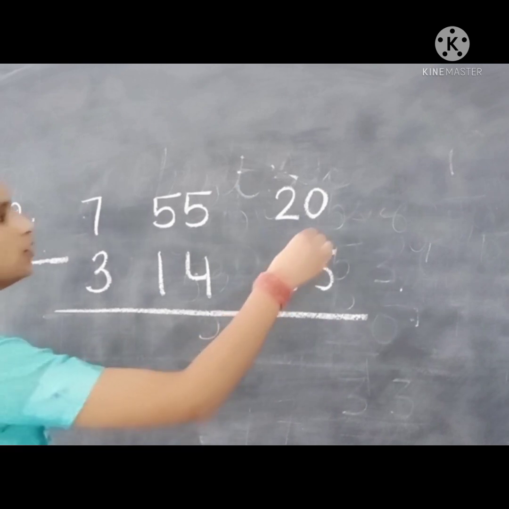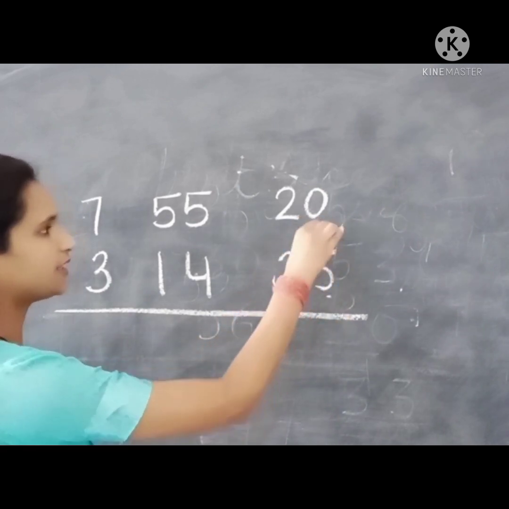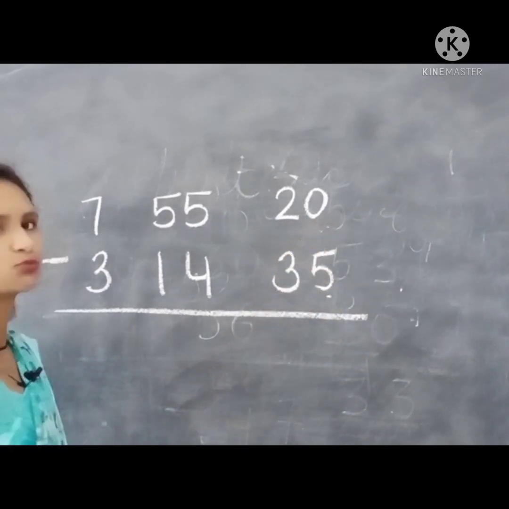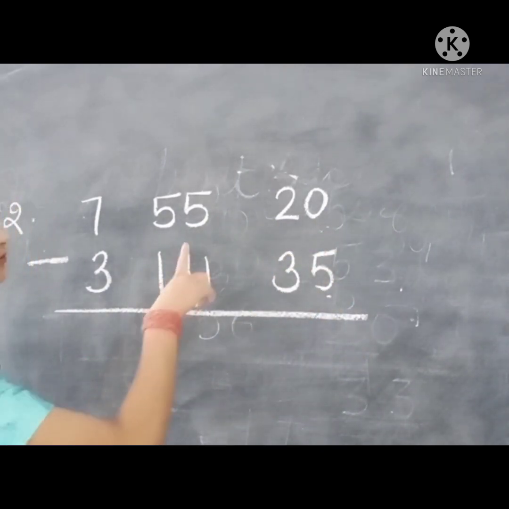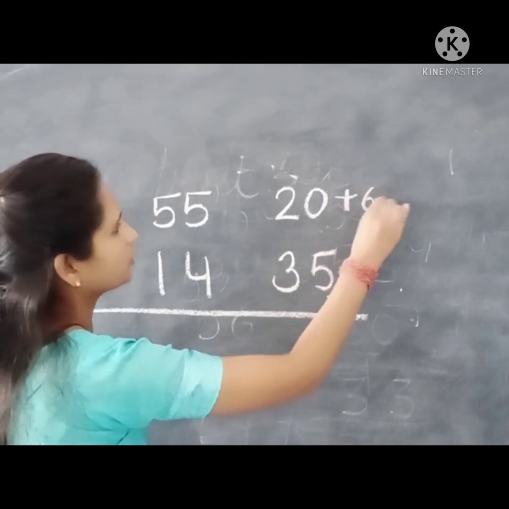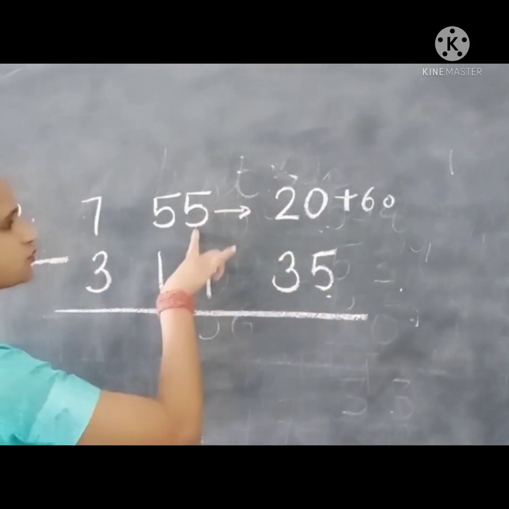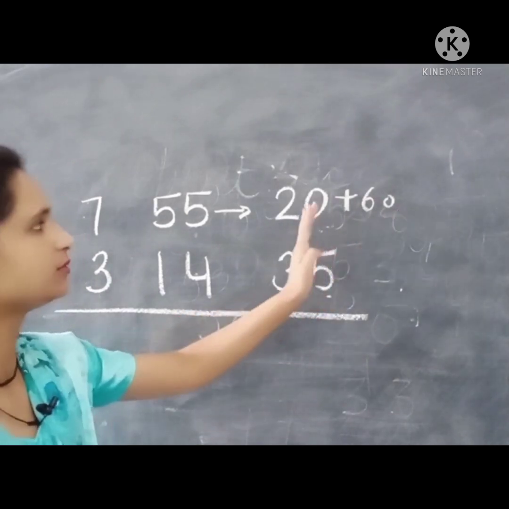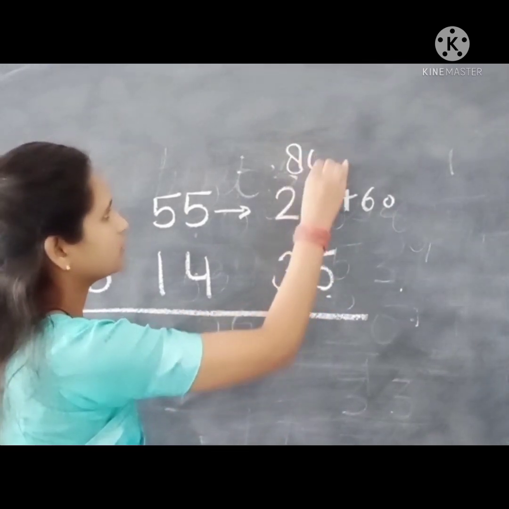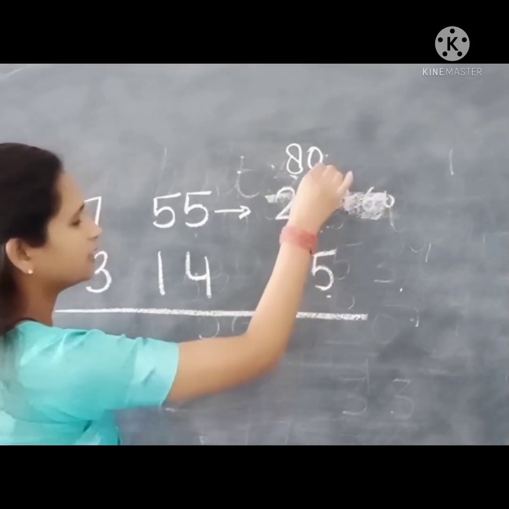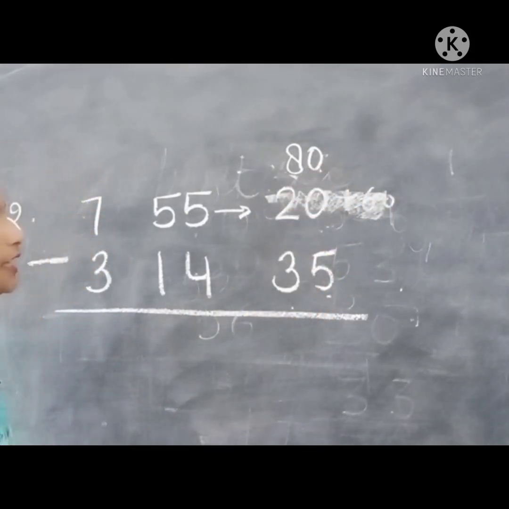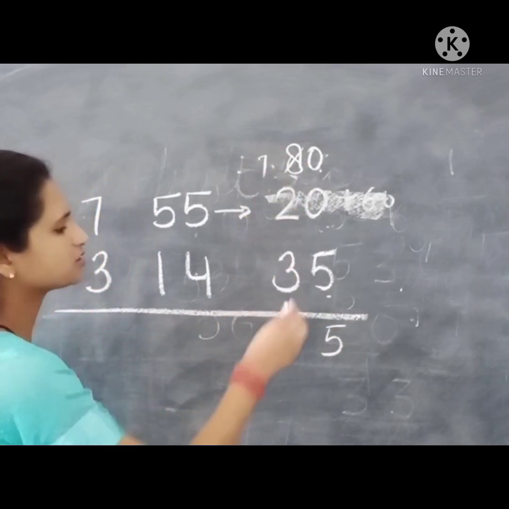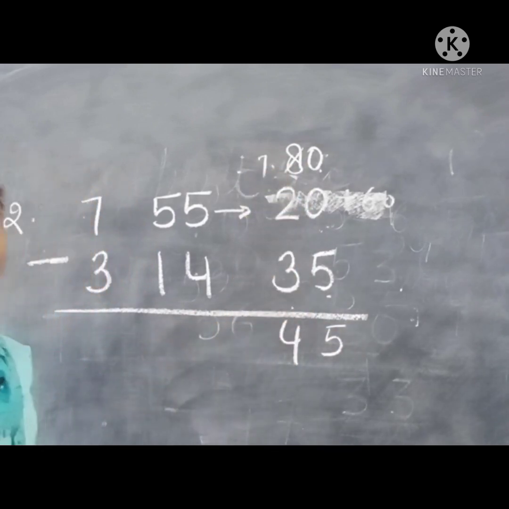Can we subtract 35 from 20? No, because 20 is smaller. So what do we have to do? We have to add 60 to it, and this will give 1 to this. It will become 60 plus 20, 80. Now 80 minus 35: 10 minus 5 is 5, and 7 minus 3 is 4, so 45.